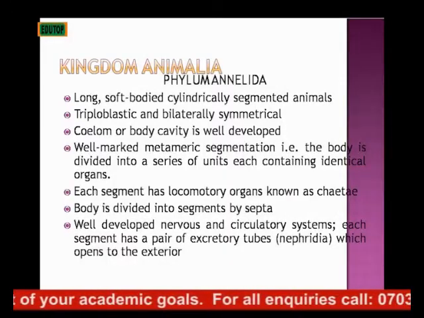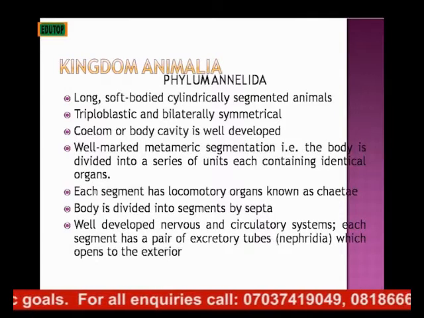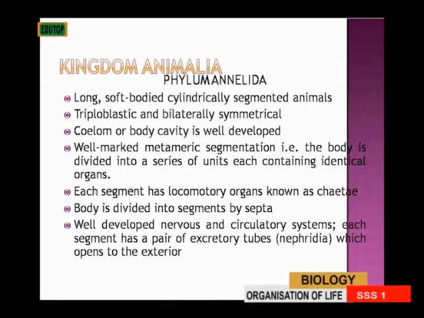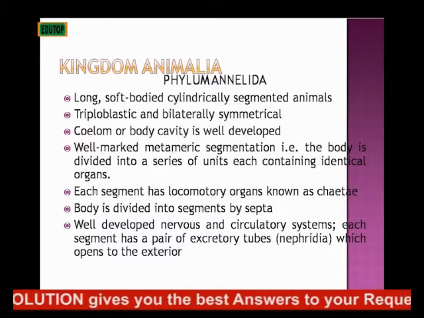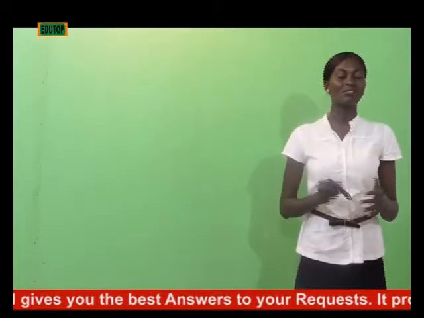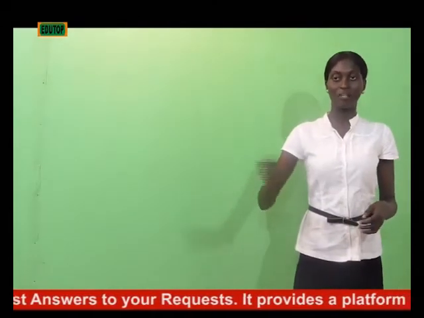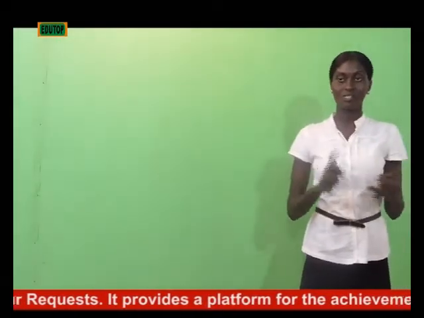Identical organ. Each segment of their body has locomotory organs called chaetae. So they are divided into segments, and in each segment you find a locomotory organ, that is, they can move together from each segment. Then their body is divided into segments by septa, that is, the dividing marks of their body are called the septa. They have well-developed nervous and circulatory systems.